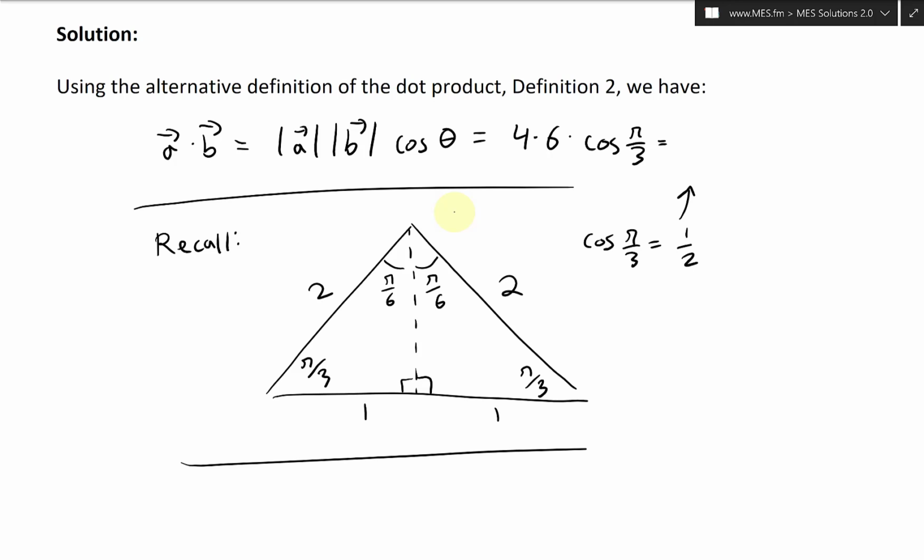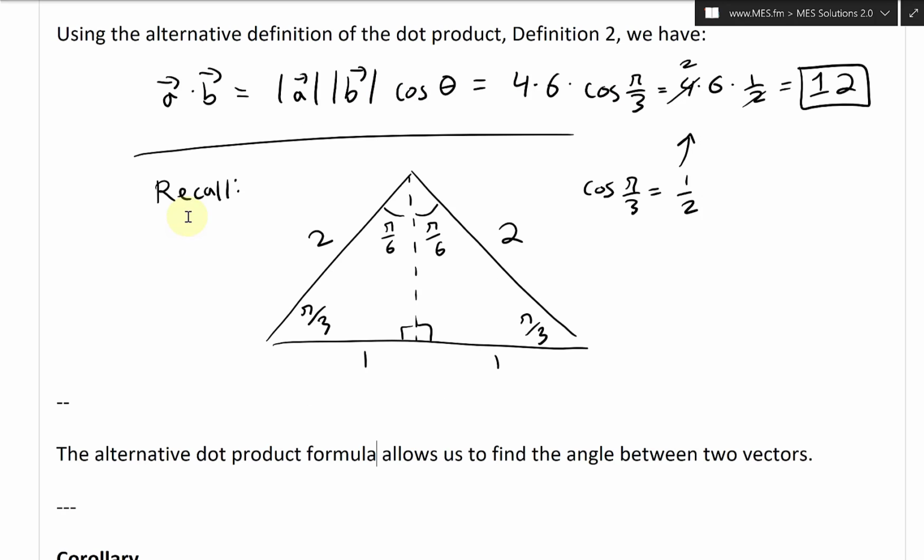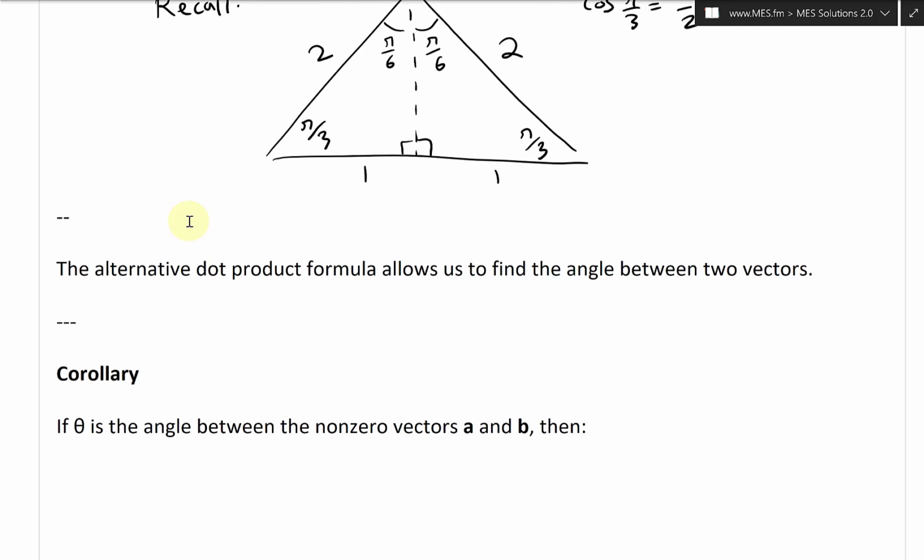So 4 times 6 times 1/2. This is 2, this cancels, and we're left with 2 times 6, which is 12. So in other words, the dot product is 12, which is quite fascinating. All right, so now let's continue further.